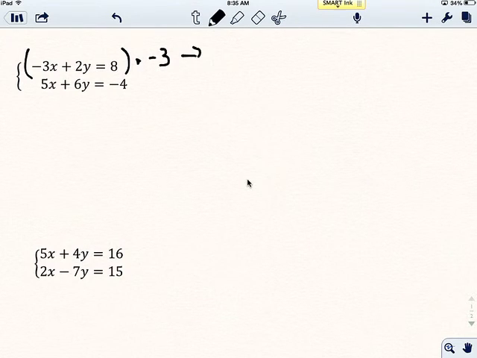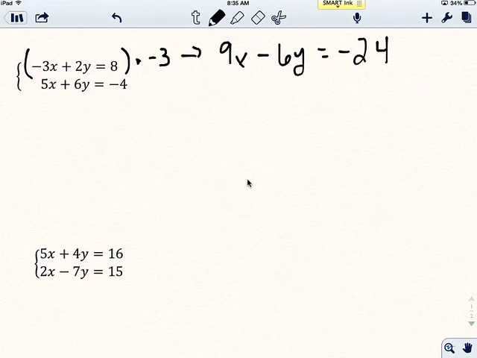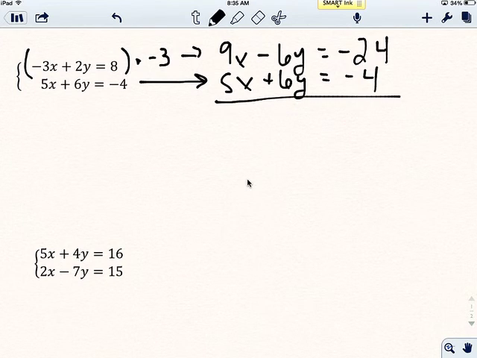So that's going to make positive 9x minus 6y equals, and then negative 24. Remember, I had to multiply every single term by that negative 3 for it to be equivalent. Now this one I just bring straight over. I'm going to have 5x plus 6y, so we'll see the y's will cancel, equals negative 4. Now I just add these two together.